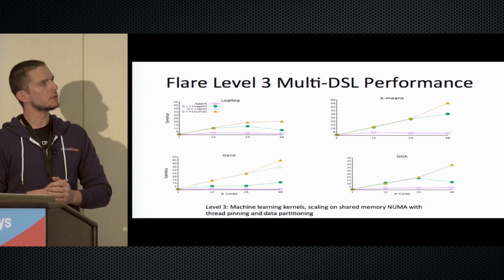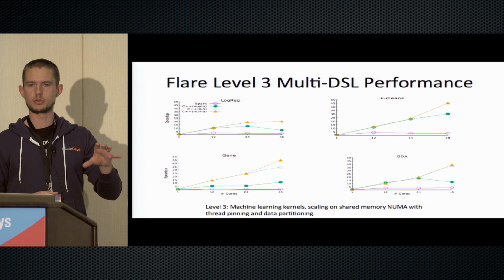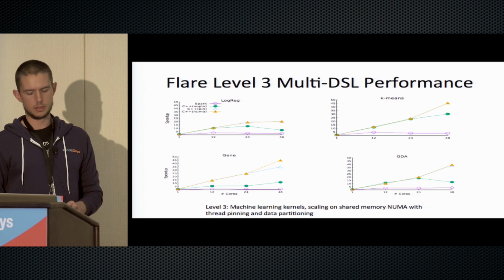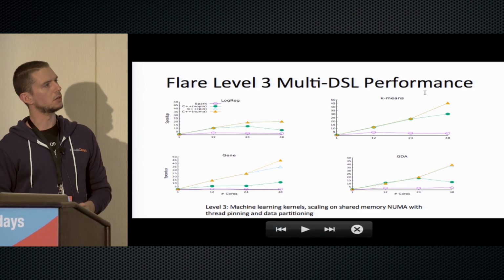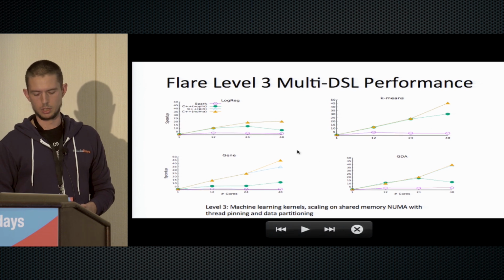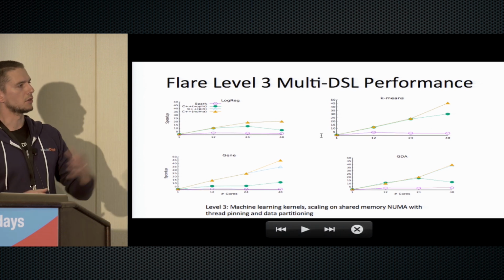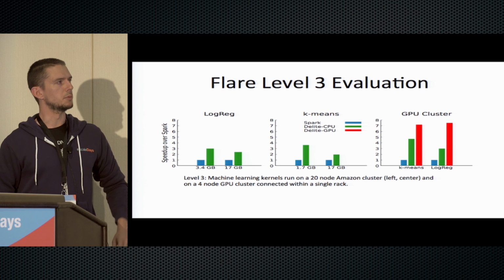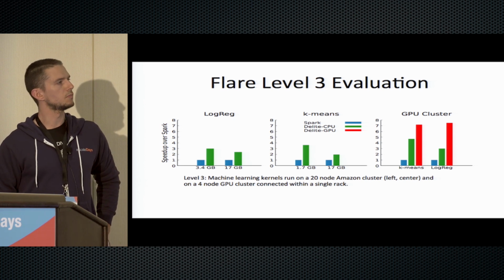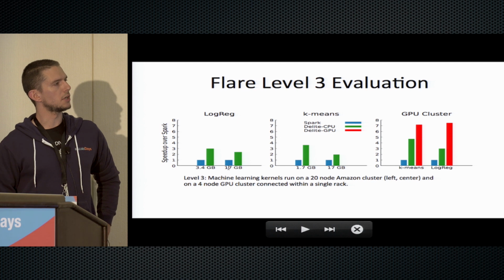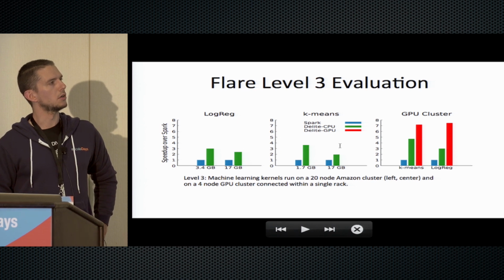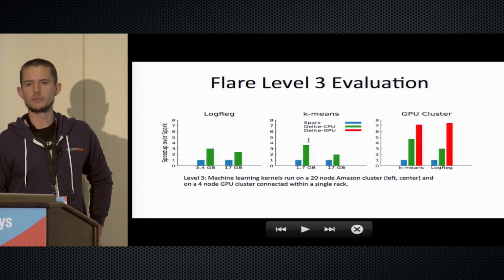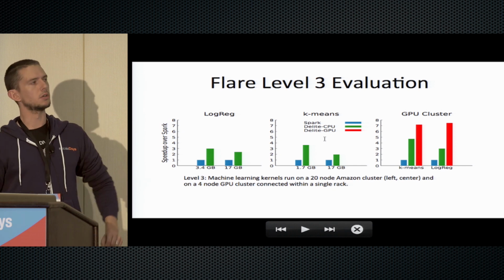So this is Flare level 3. This is integrating some relational processing using data frames with some DSLs for machine learning. So here are some machine learning kernels, logistic regression, and k-means clustering. And, well, I don't have to go into details, but you can see, OK, this also scales pretty well on NUMA machines. And we can also scale pretty well on clusters of machines. So this is a 20-node Amazon cluster on the left and center, right? And you can see that, well, you're getting speedups of still like 3 or 4 or something, right? But this is sort of including the machine learning computation, right?